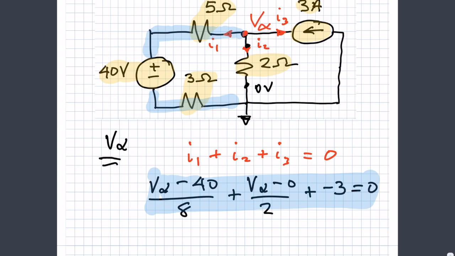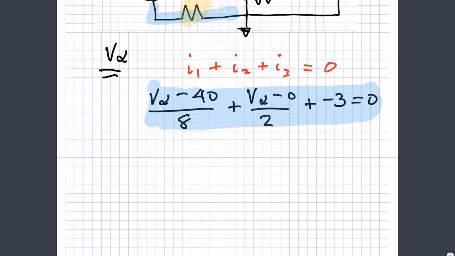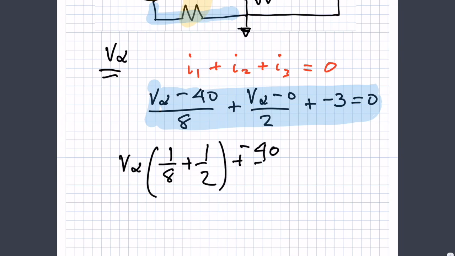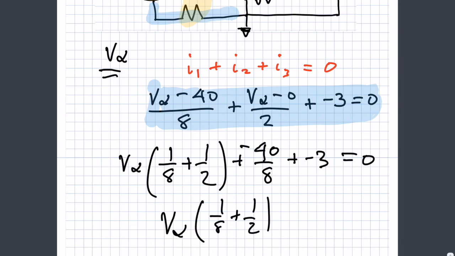And so now it's just a matter of doing algebra to get that equation. So let's do that real quickly. All right, so I like to factor out V alpha, and then I have 1/8 plus 1/2. And then you have a negative 40 over 8 plus a minus 3 equals 0. So I can move those to the other side. That'd be 40 divided by 8 plus 3.